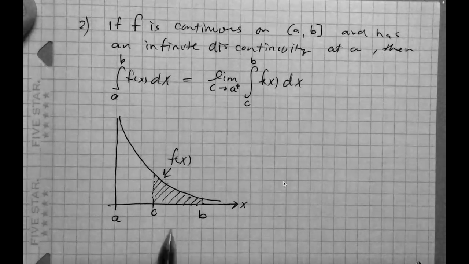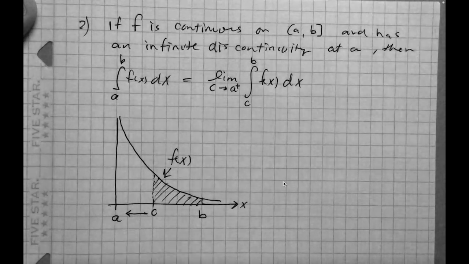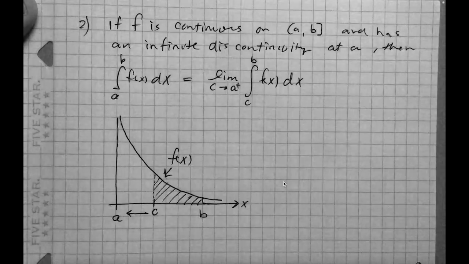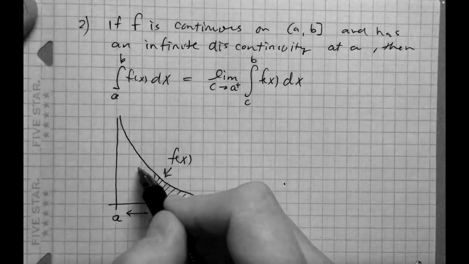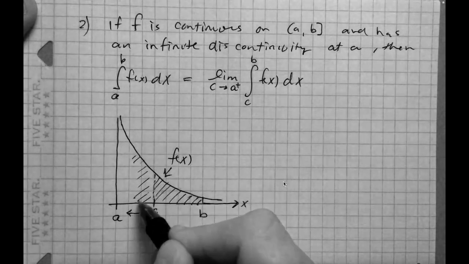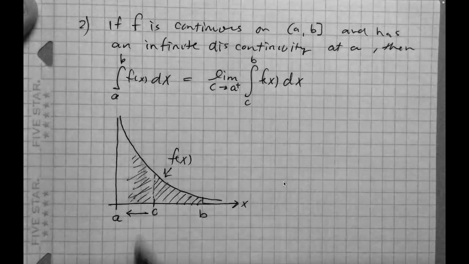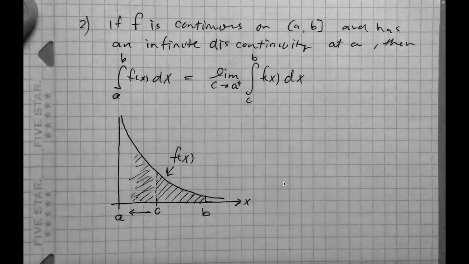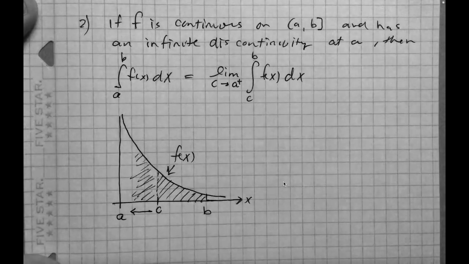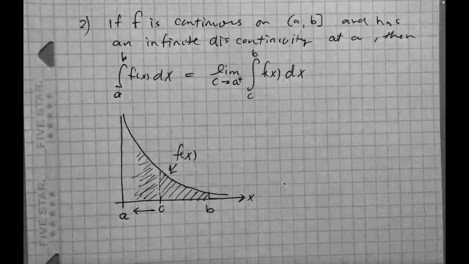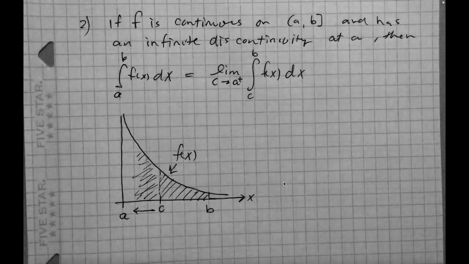Then I'm going to take the limit as C approaches A. And as I do that, the integration region, the area, will be blown up to the true area of the whole region from A to B. So it's exactly the same as item 1. It's literally just flipped. It's the lower bound that's problematic now.